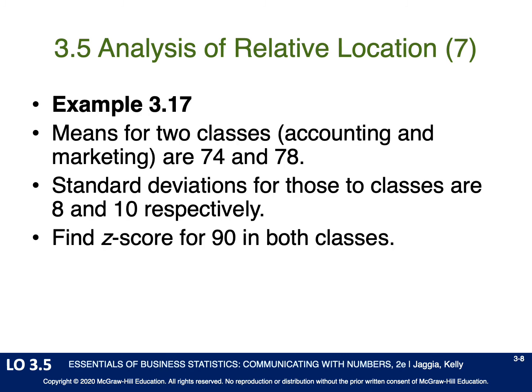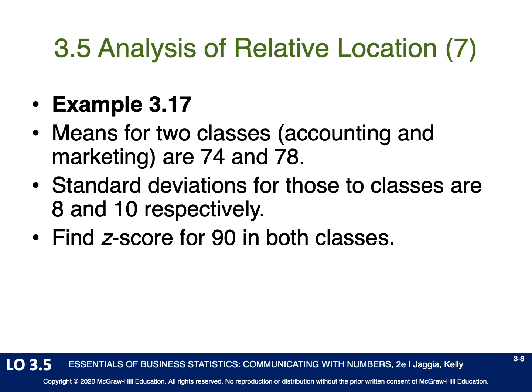So, for example, going back to our data, let's say that we have 2 classes now. We have an accounting class and a marketing class. The average on the accounting test was a 74, and the average on the marketing test was a 78. The standard deviation for the accounting class was an 8, and the standard deviation for the marketing class was a 10. So if you scored a 90 on both tests, what's your z-score? How did you score in relation to the mean?